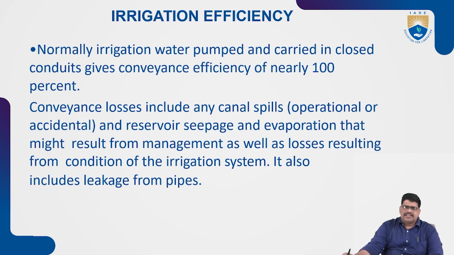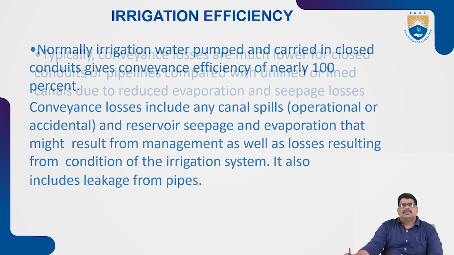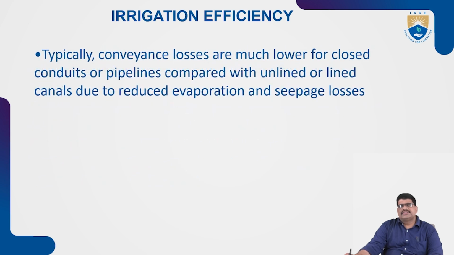So the efficiency matters in terms of how much water can be exactly utilized. If the losses are more, the percentage of utilization will automatically be reduced. Typically the conveyance losses are lower in closed conduits compared to unlined or lined canals, due to reduced evaporation and seepage losses.